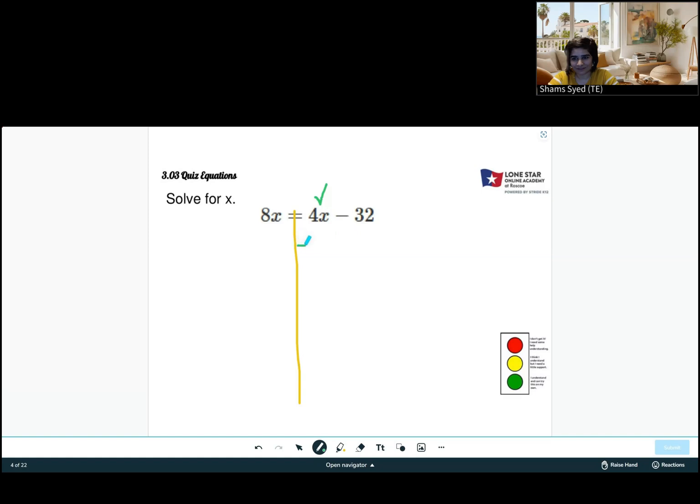I will subtract 4x from each side. And let's see how the equation looks after doing that. 8x minus 4x leaves you with 4x. 4x minus 4x, the terms disappear.